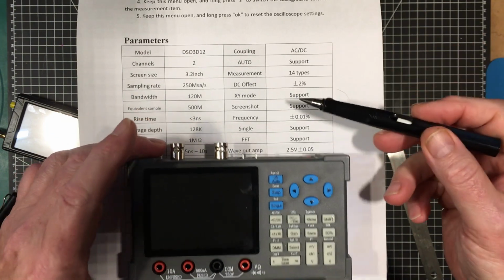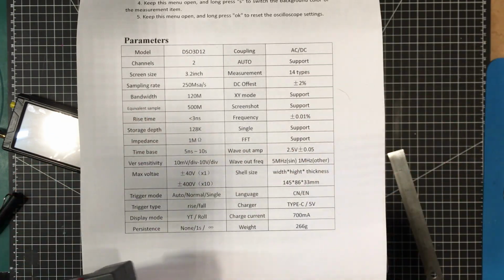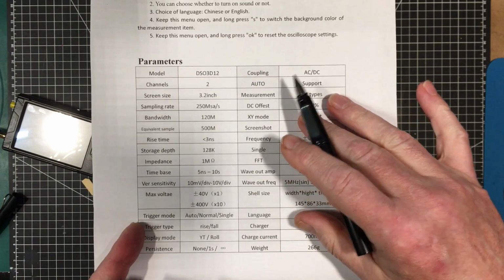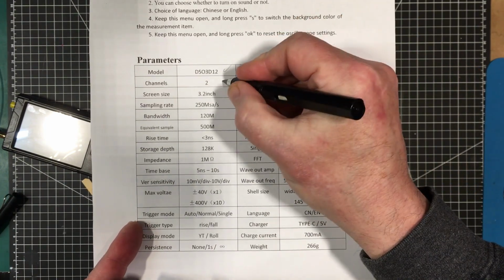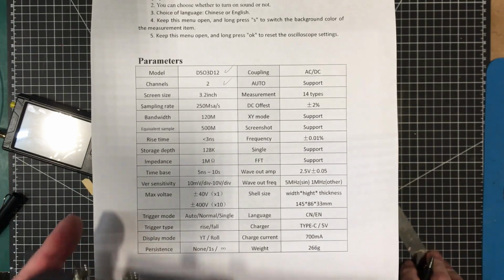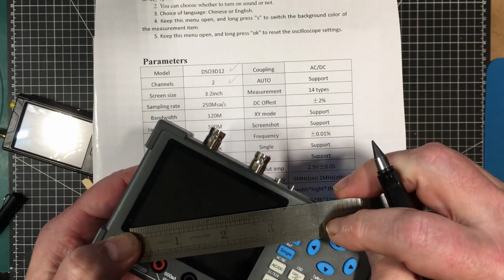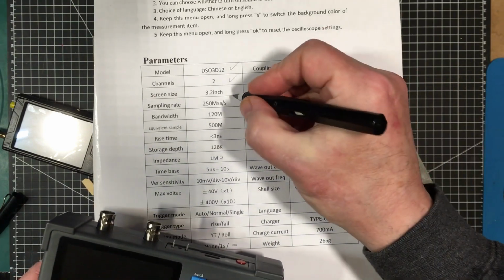I want to check out most of these specifications here. And some of them we could just give it right off the bat. Like I'll mark that good, I'll mark that good. Let's see about this screen here. Is it 3.2 inches? Yep, I'll mark that off.